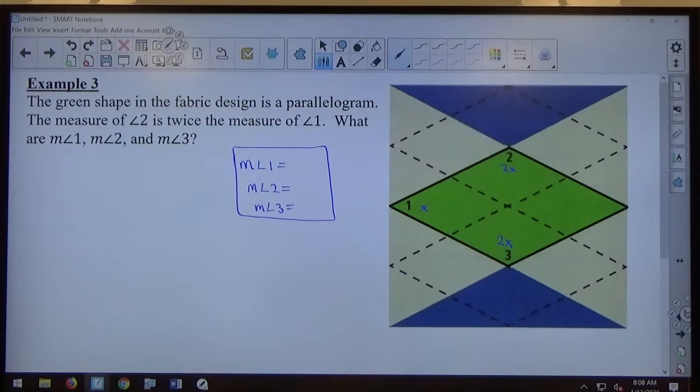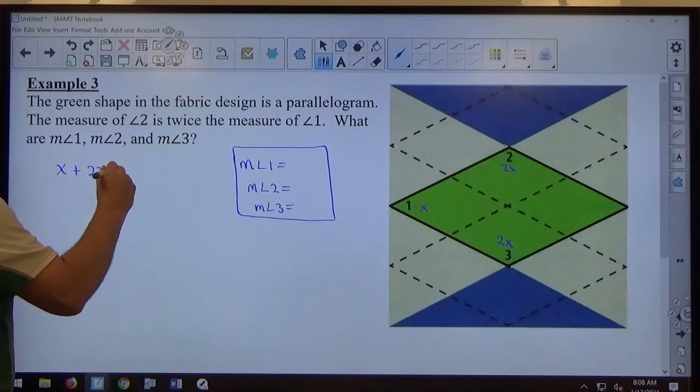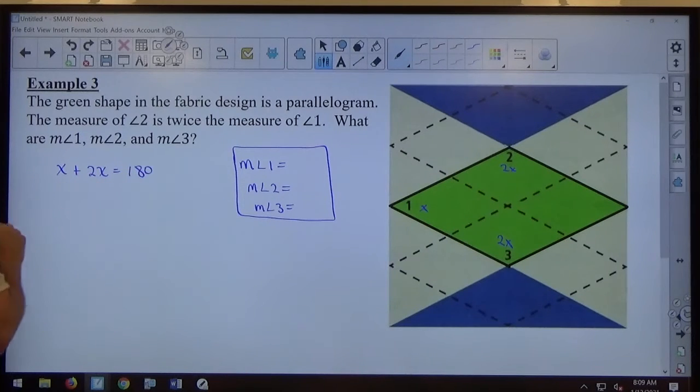anything is. The better plan here, since 1 and 2 are consecutive, or 1 and 3 are consecutive, those angles add up to 180. So I know that angle 1, which is x, plus angle 2, which is 2x, has to equal 180 degrees. So again, you have that whole list of properties that are there. You have to pick and choose which one's useful to finding out what we're looking for.